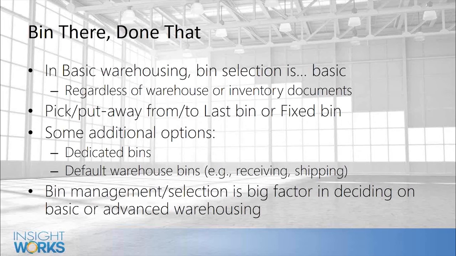now let's talk about bin selection. If you have basic warehousing, in other words, you don't have the directed pick and put away checkbox turned on, the way the system selects the bin is very basic. It either uses the last bin that you did a transaction on, or it'll use the first fixed bin it finds for that item that has quantity. So it's not really doing any sort of logic or optimization or anything else. Really what it's going to do, if you set it to fixed bin, it's going to start at the first bin that it finds in alphanumeric sort order. It's going to find that first bin. It's going to say, okay, I can pick 3 out of here.